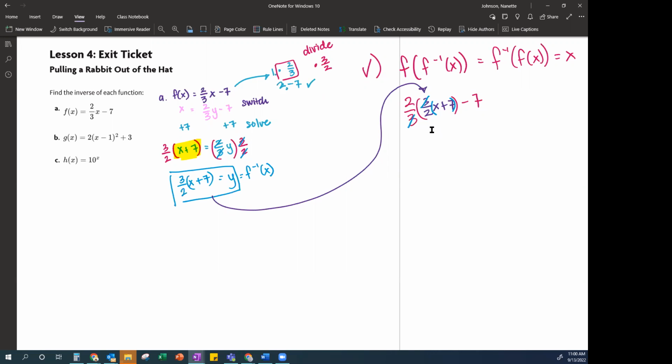Anybody see anything else happening? It's catching up. X plus 7 minus 7. What do you think is going to happen here? Right? That equals 0. So this is just left with X. So far, I'm good. Yay.